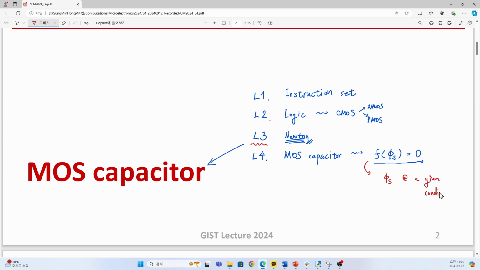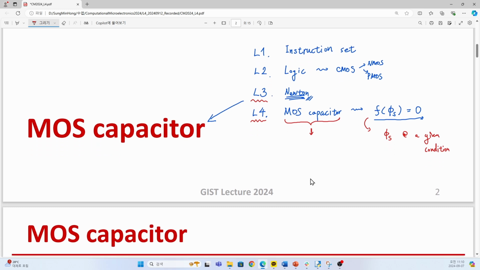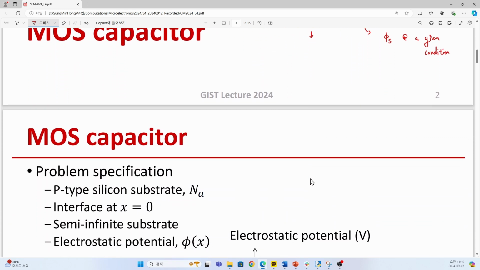From the viewpoint of numerical technique, today we have no new material. However, instead, we apply this already known technique to MOS capacitor. Since MOS capacitor is so important in our actual study, it means that lecture 4 is also important for our further study. Okay, let's go to this MOS capacitor.